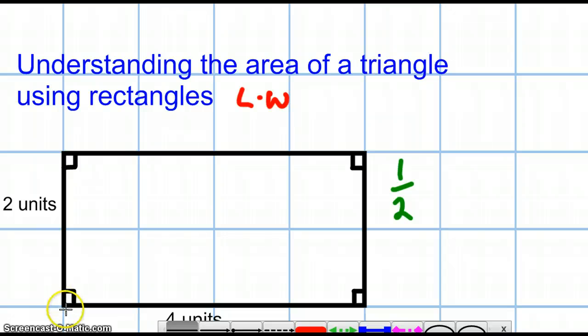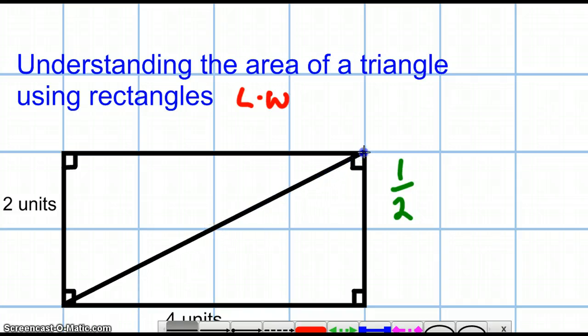Now, let's take a look to see what would happen if I divided it in half along the diagonal. If I divide it in half along the diagonal, I will still have 4 units. So let's take a look to see what's going on here.